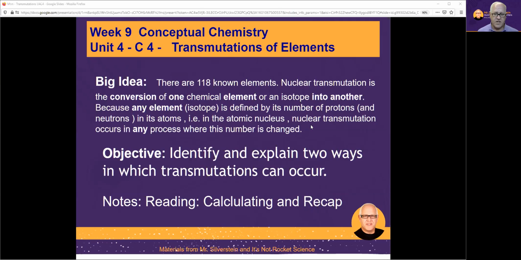And so our objective today is to identify and explain two ways in which transmutations can occur. So you're going to take some notes. There's going to be a little bit of reading. There's going to be a little bit of video. There'll be some calculating and a recap.